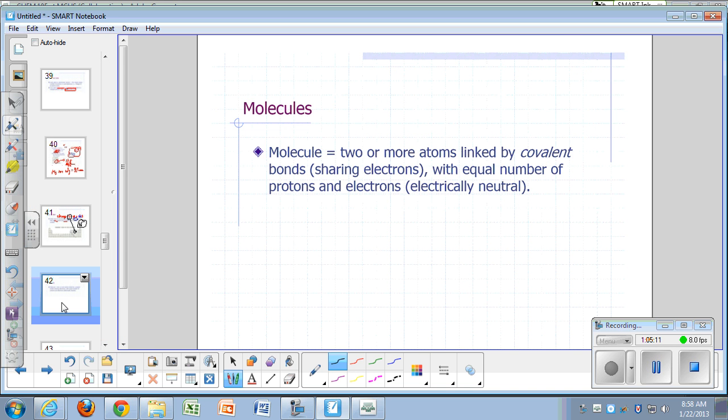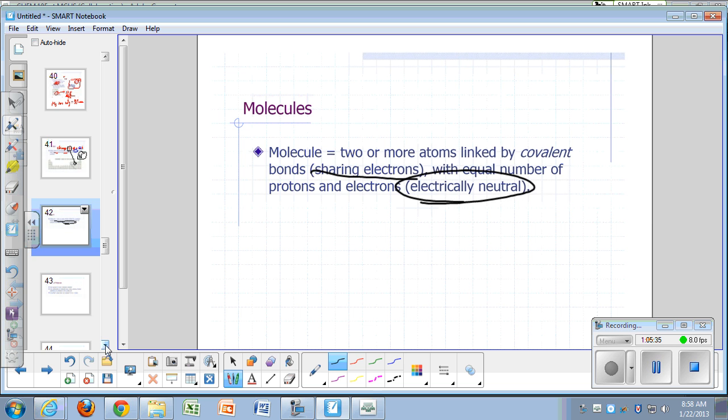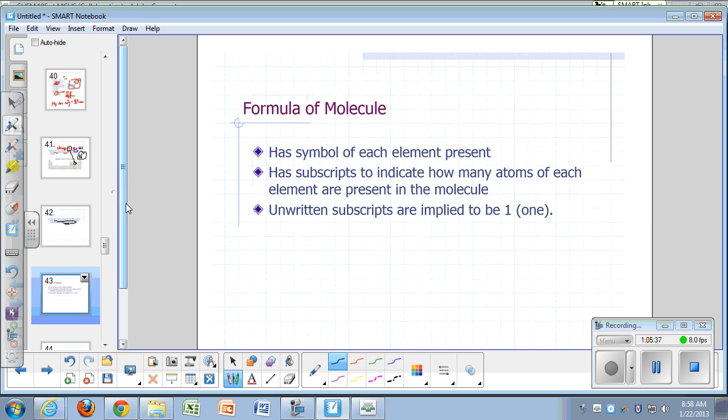Now, a molecule is what you get when 2 or more atoms are linked by covalent bonds. And covalent bonding simply means sharing of electrons. So a molecule is an electrically neutral species, we say. It has an equal number of protons and electrons. So what you have in the molecule are 2 or more atoms sharing electrons. Sharing of electrons is called a covalent bond.